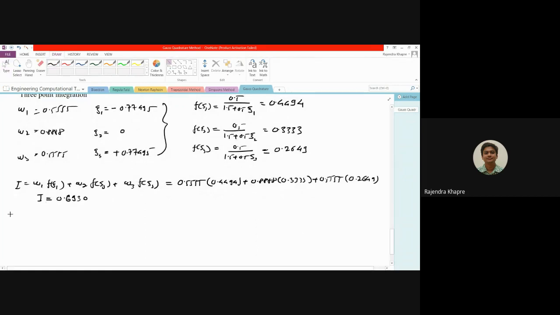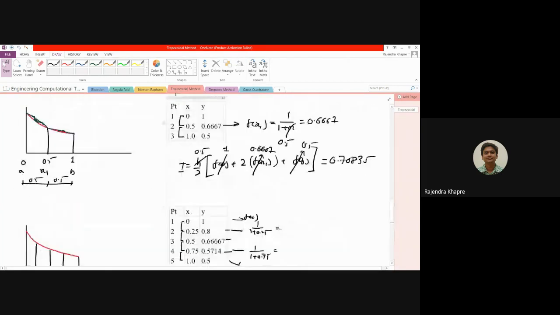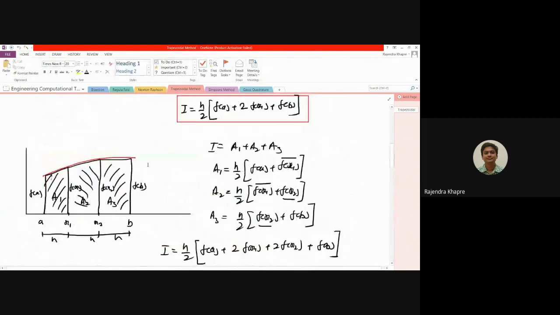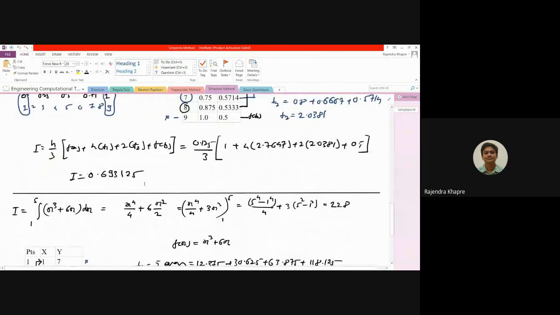Okay, and remember, this Gauss Quadrature method will be used in your second semester in the finite element method. So please try and understand this method carefully, because this will be used in the next semesters. Okay, so just for understanding, we will be taking one more problem, so that the picture will be very clear to everybody.